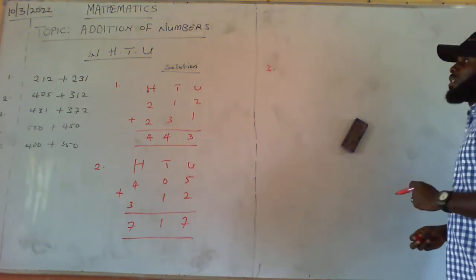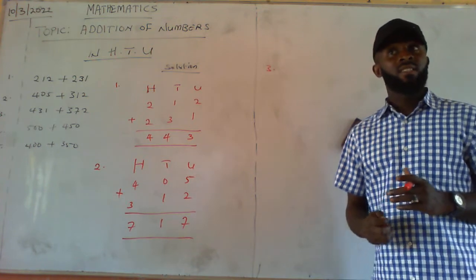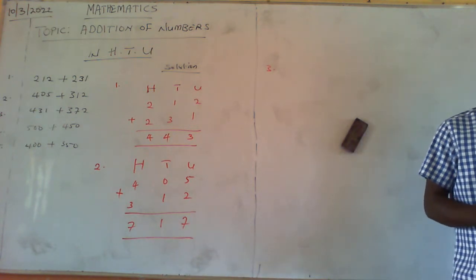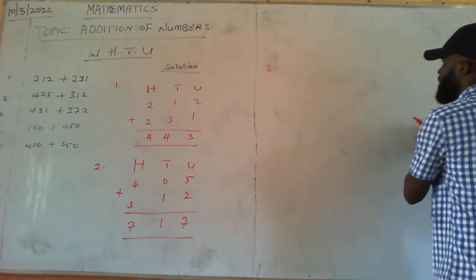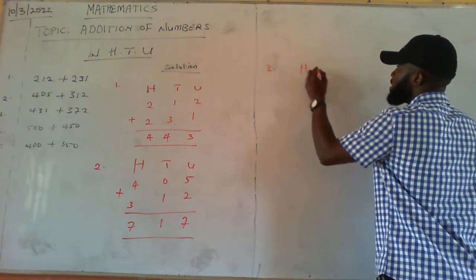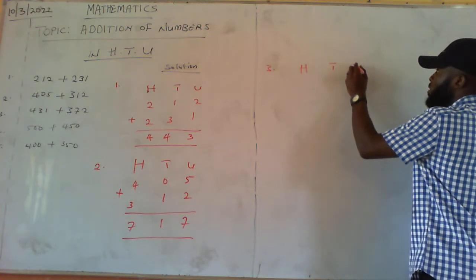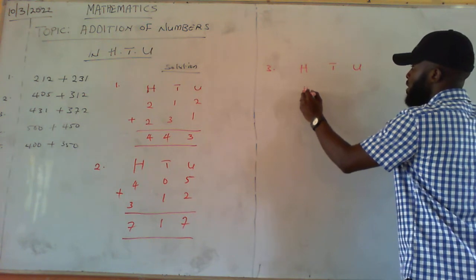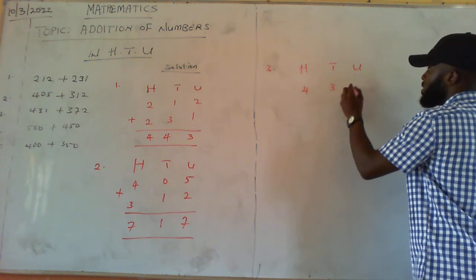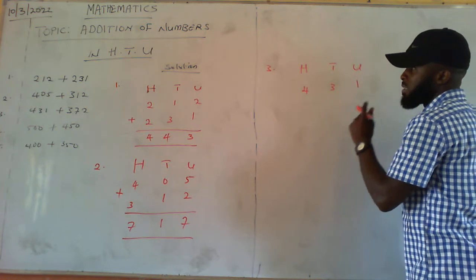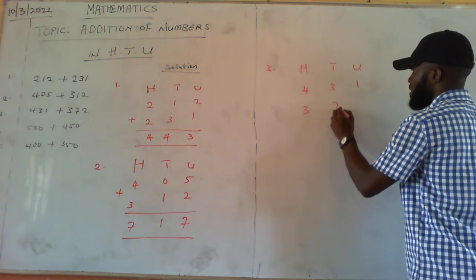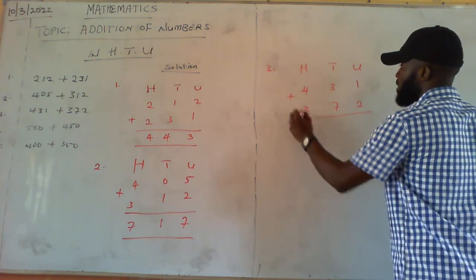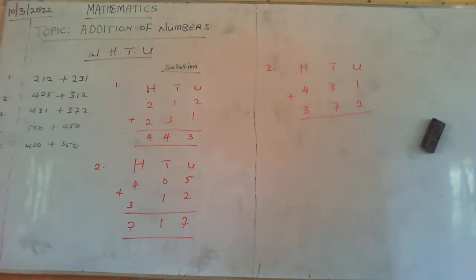So the third one, are they in hundreds, the number? Yes. They are in 100. So I'm using the same 100, 10, and units. And my first number is 4, 3, 1. The second one is 3, 7, 2. What am I missing? Plus. Thank you.